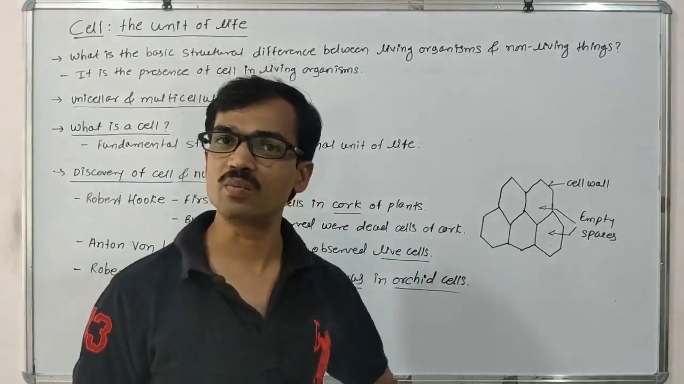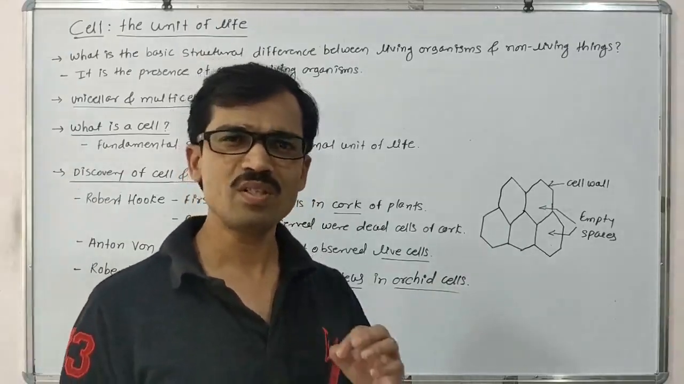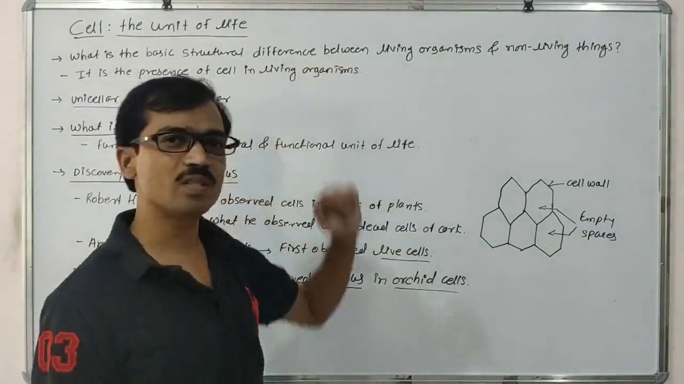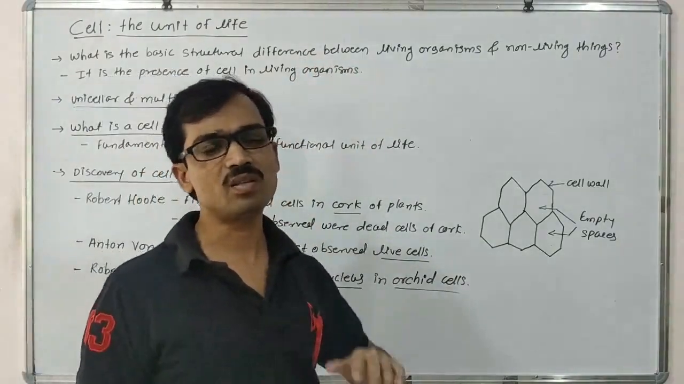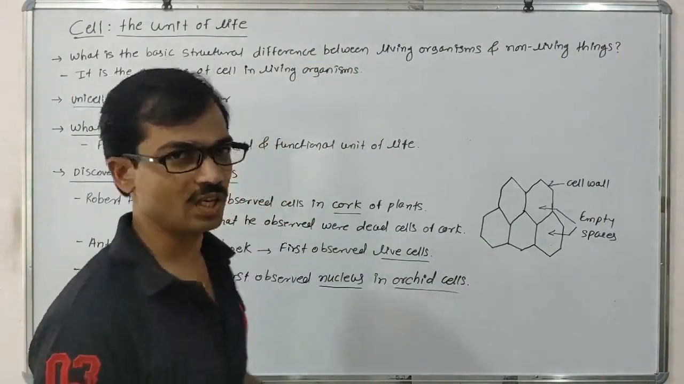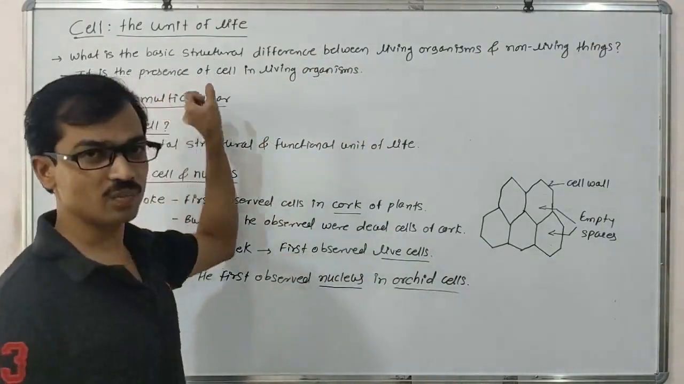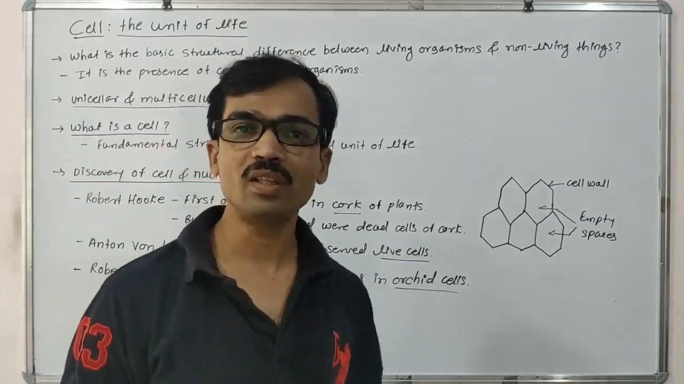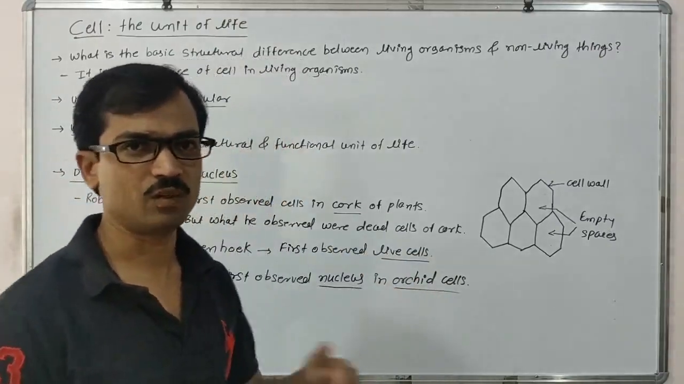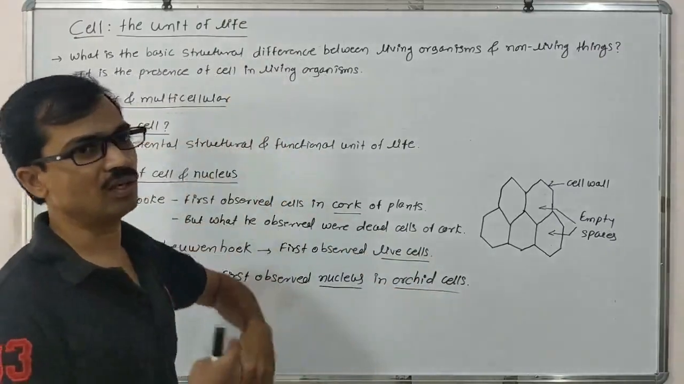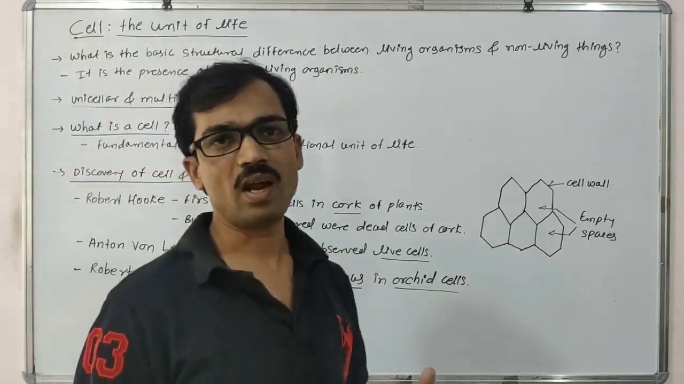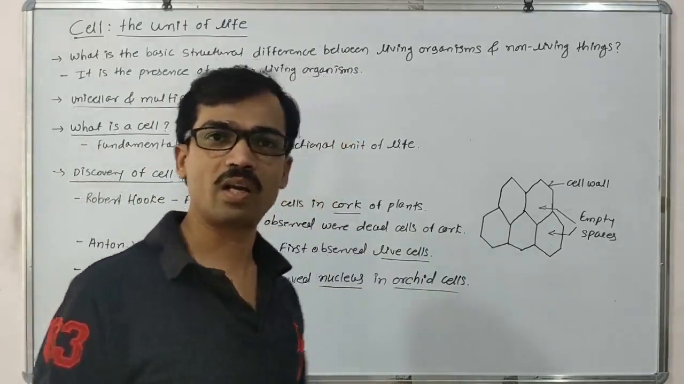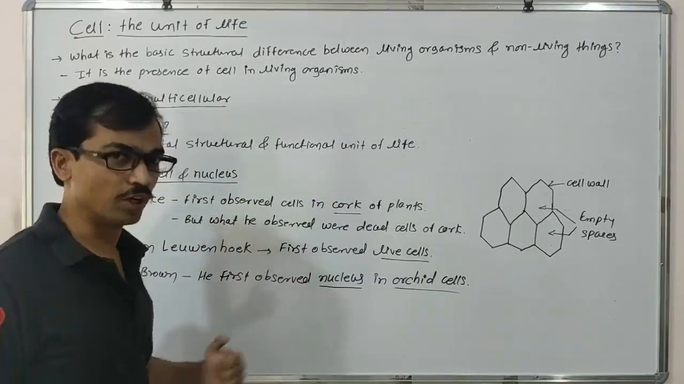Okay, so we will start our discussion with the difference between the animate and the inanimate, that is between the living organisms and the non-living things. What is the main basic structural difference between the living organisms and the non-living things? It is the presence of the cell. Every living organism has cells and no non-living thing has cells. So that is the difference, and that is why the organisms are living and the things are non-living, because the cells make the organisms living and functional.